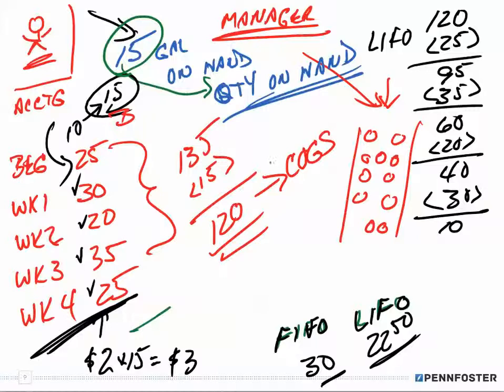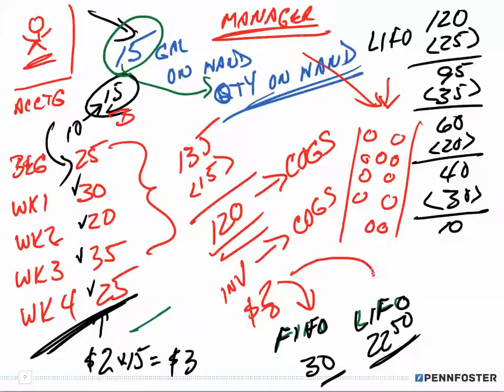Well, yes, I have to make the entry to take them out of inventory and put them to cost of goods sold, but what's the dollar value? Well, the dollar value depends upon which method you're using, FIFO or LIFO. Okay, so that's it, and I'm not going to recap that because this is already pretty long for a video.